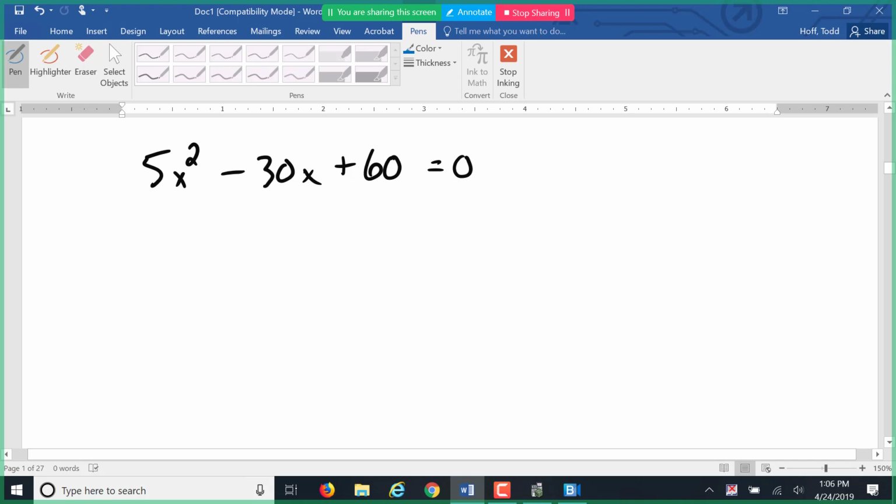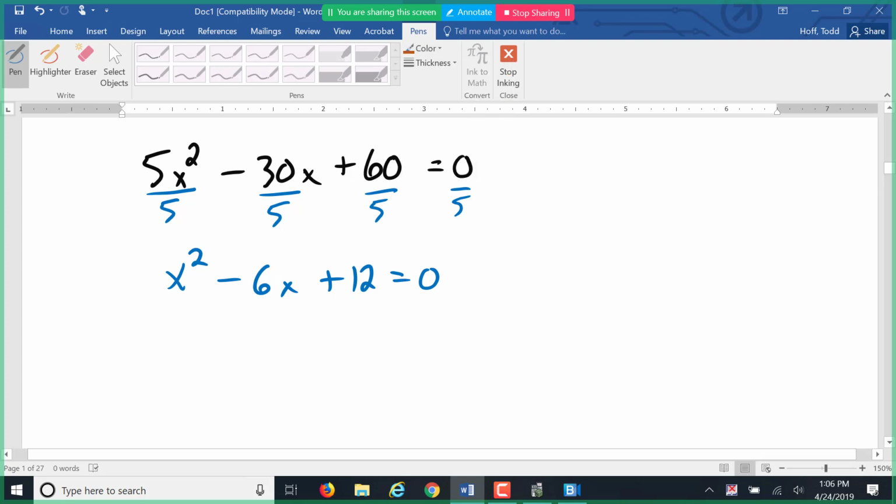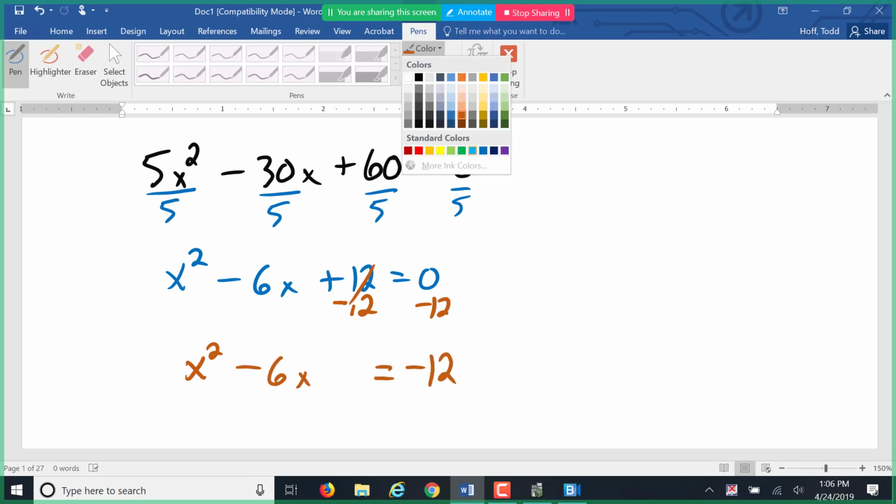Some of you may not be finished, but let's see how you're doing. First step, since there's a coefficient on the x squared, we're going to divide by that 5. That'll give us x squared minus 6x plus 12 equals 0. What's next? We subtract the 12, right? x squared minus 6x equals negative 12.